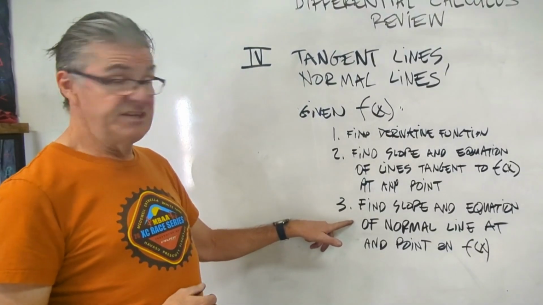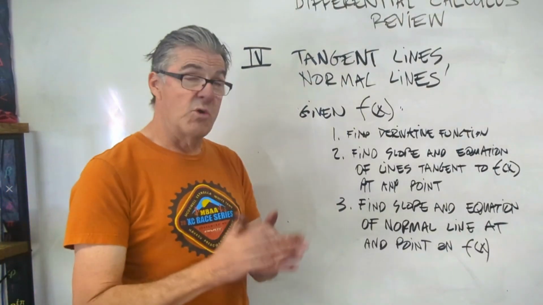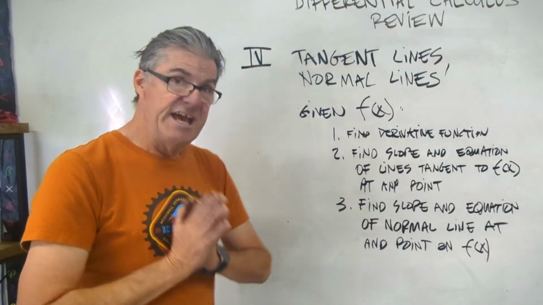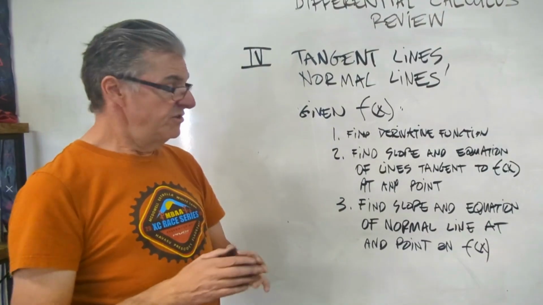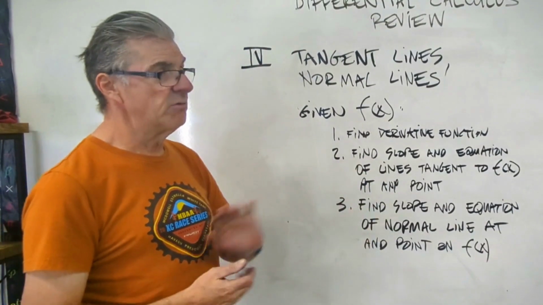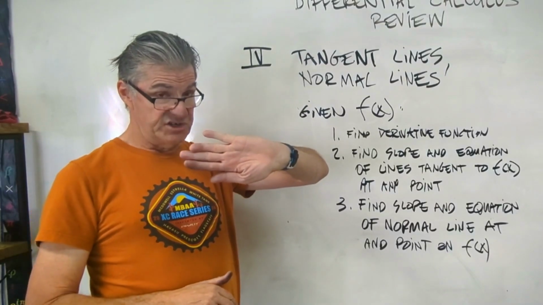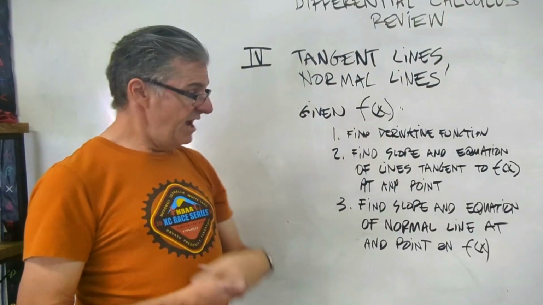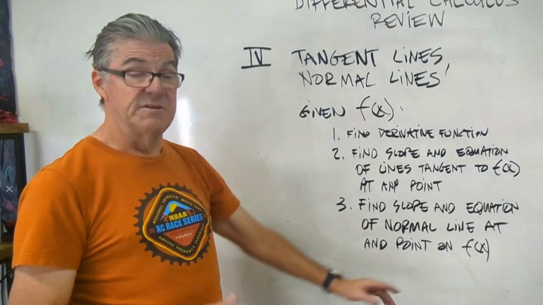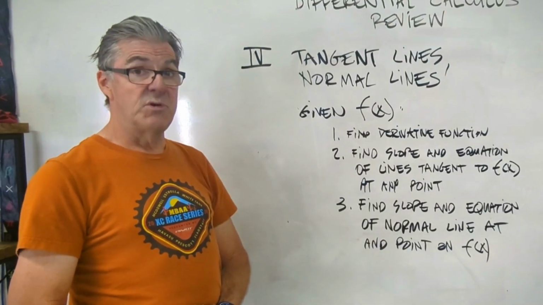Finally, the third thing you might need to do is find the slope and the equation of a normal line at any point on the function. So you'll remember that these two slopes are related by the negative reciprocal. Take that slope fraction, flip it, and change the sign, and that would give you the slope of the tangent line, or of the normal line at that point.